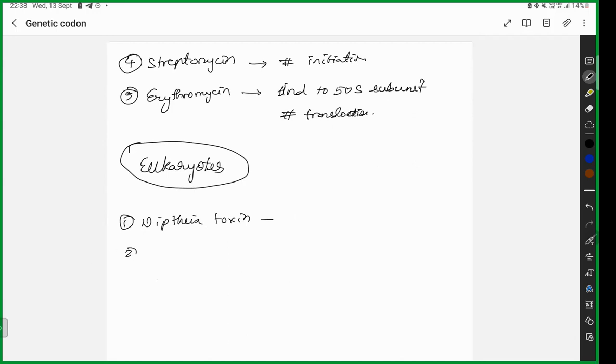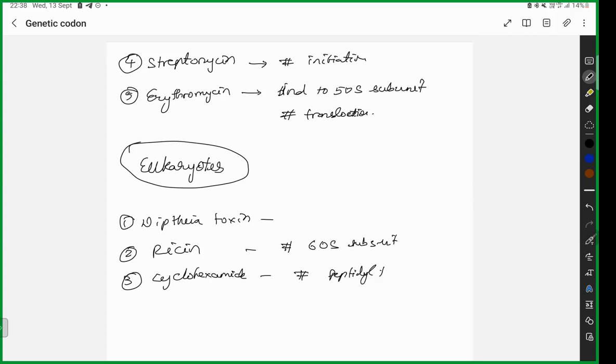And what does your ricin do? Ricin is going to inhibit or inactivate the 60S subunit. It is going to inhibit the 60S subunit. Similarly, you have cycloheximide. What is cycloheximide going to do? It is going to again block your peptidyl transferase. It is going to block your peptidyl transferase.